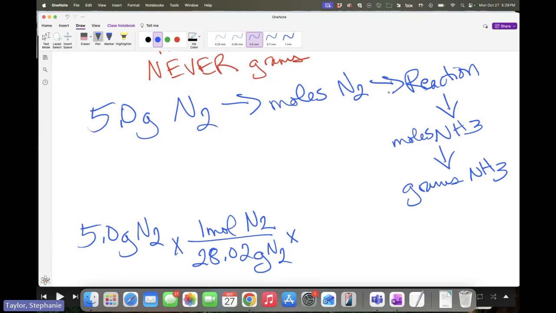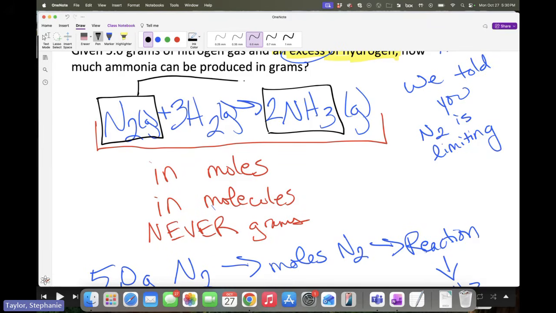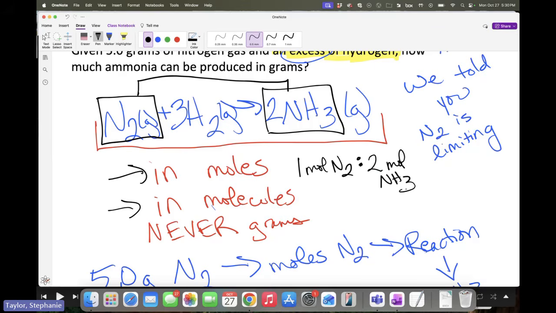Now it says to go to my reaction. When I look at my reaction, what I care about is my nitrogen going to my ammonia. So I'm going from one to the other. What I can see here is I can look at the coefficients. So there's 1 nitrogen to every 2 ammonia, and that is something in moles, also in molecules. So the idea is I can look at my chemical equation and say I have 1 mole of nitrogen, and when I have 1 mole of nitrogen, I actually make 2 moles of ammonia. So this is the thing that comes out of my chemical reaction.